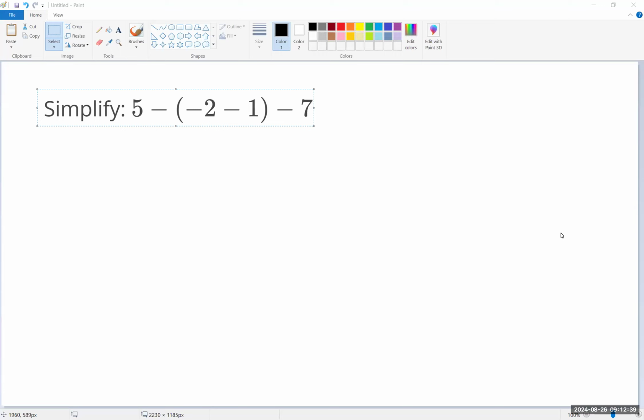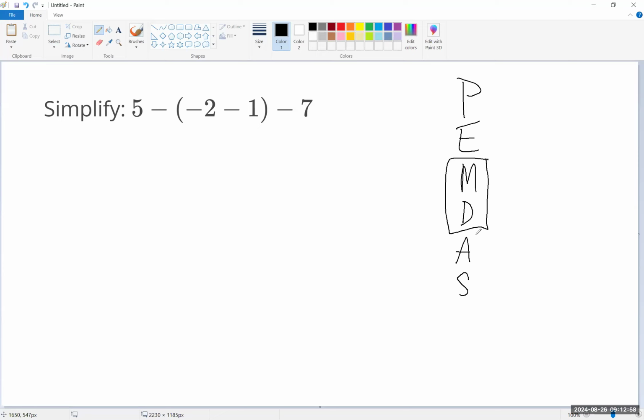Okay, so we've got another order of operations problem. We'll go ahead and write down our mnemonic, PEMDAS, and then box or circle the M and the D. Remembering you do them from left to right.